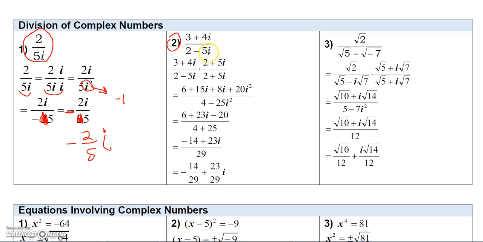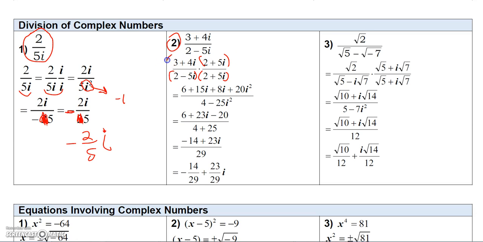a minus bi or a plus bi. Now here it's in the form of a minus bi. So if my denominator has a minus bi, then I must multiply by a plus bi. So in this case, since that's 2 minus 5i, I'm going to multiply 2 minus 5i times 2 plus 5i in the denominator, and I also have to do that in the numerator.